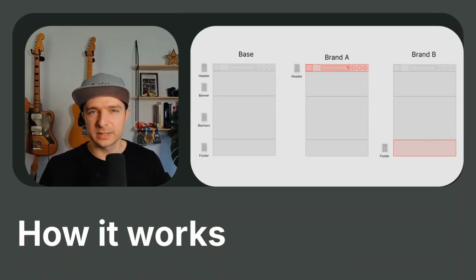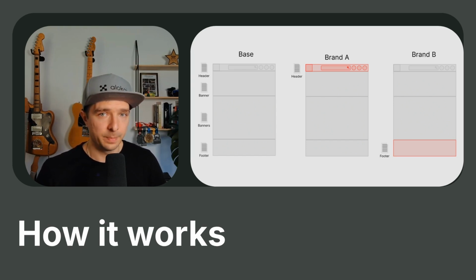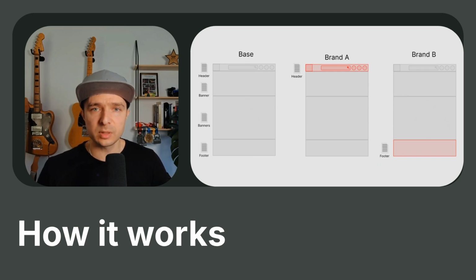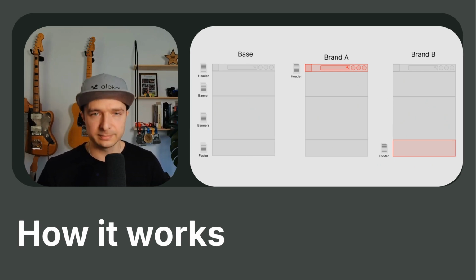Let me explain how it works. The base is the only real storefront application. Brand A and Brand B contain only the code that's needed for differentiation. For instance, a unique header for Brand A and a unique footer for Brand B. Our tool compiles this into separate storefront applications automatically.